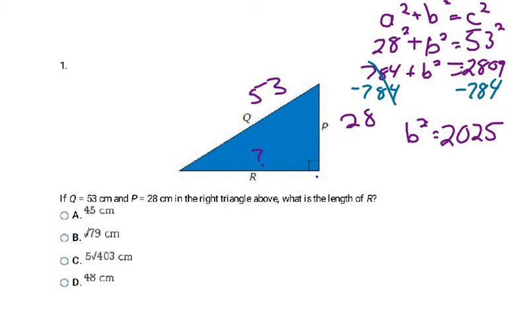That b is still squared there, though. It's not completely by itself. So my last step is to take the square root of both sides, because the square root and the square are opposite operations. So I'm just left with b. And the square root of 2,025 is 45, which is my answer, A.